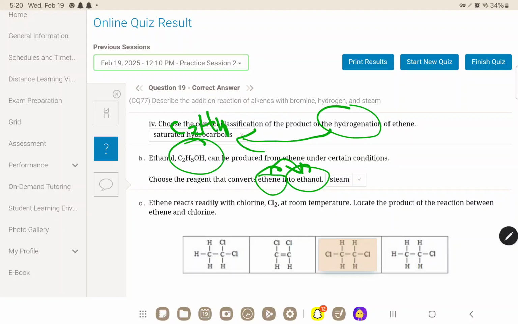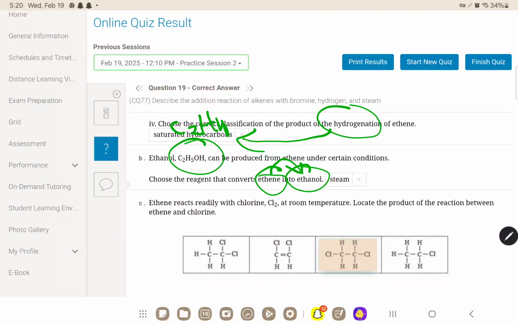Now, ethene readily reacts with chlorine at room temperature. Locate the products of the reaction between ethene and chlorine. Now we know ethene has a double bond. But what happens when we react it with chlorine? It will break that double bond. When you break the double bond, it turns into 2 single bonds.